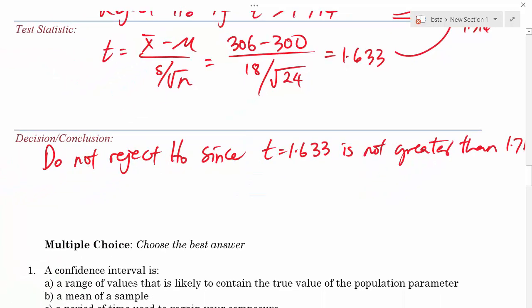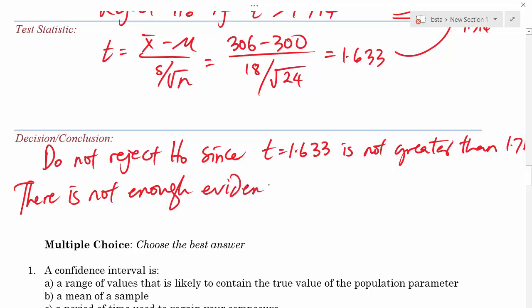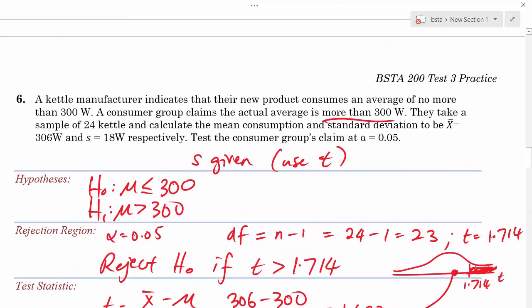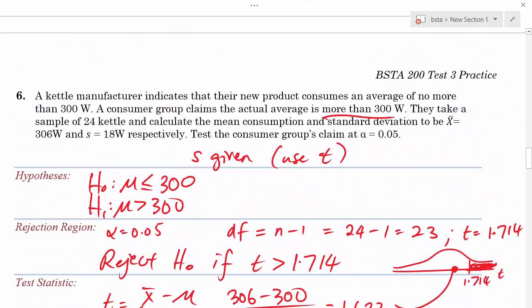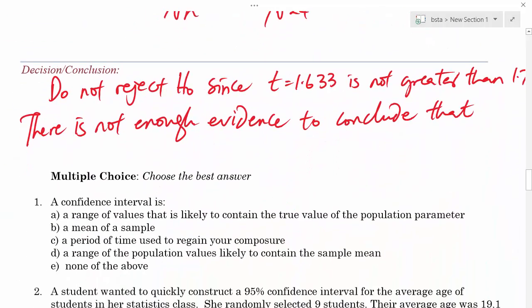So as a result, we don't have enough evidence to support the alternative. So there is not enough evidence to conclude that actual average is more than 300.